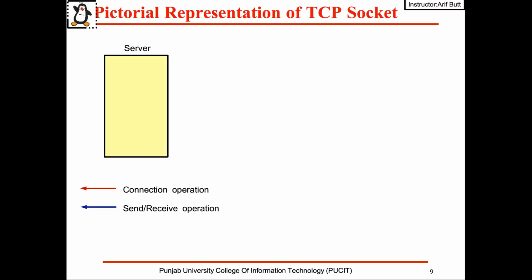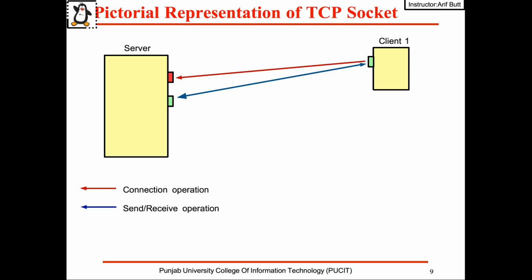Let me use another illustration to explain that in case of a TCP server, there are two sockets, one using which the connection is established and the other on which send and receive operations are carried out. So let's suppose this is a server and this is the socket, normally known as the master socket, created using the socket system call. A client also makes a socket call to create a socket, and this connection operation is carried out between the client socket and the master socket on the server.